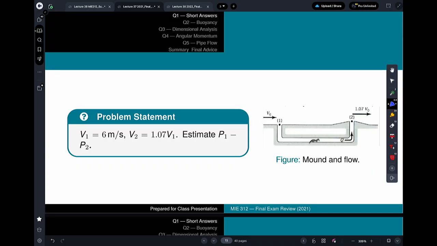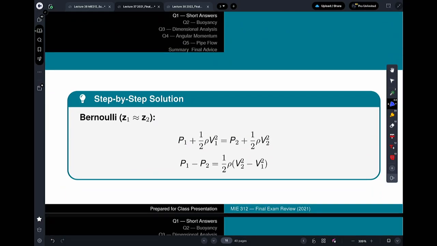So velocity 1 is 6 meters per second. Velocity 2 is 1.07 v1. Estimate p1 minus p2. So you have v naught, which is going over, and then you have a small ramp. So the groundhog typically builds a small mound and sticks its head out and goes to take a look around. It's a Bernoulli question. And you know it's a Bernoulli question because you have the change in area, you have no change in pressure, and you have no change in height, really.